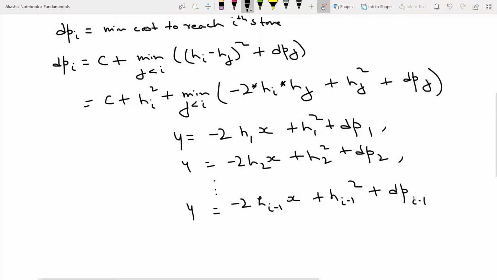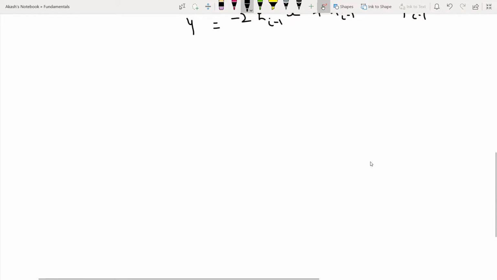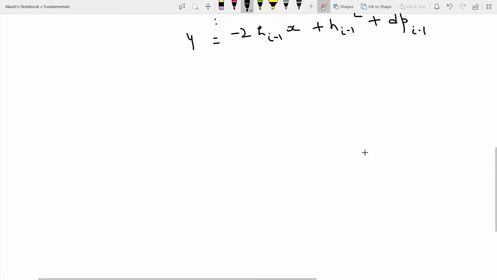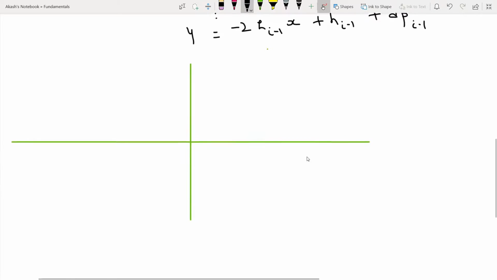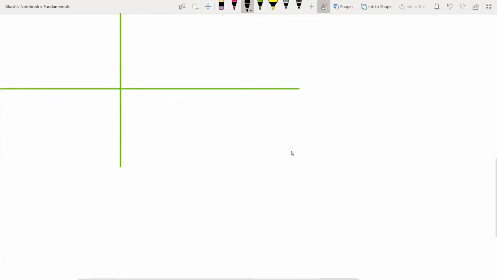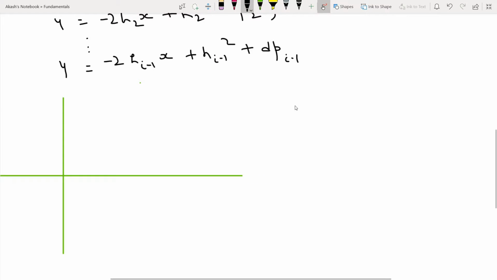So what I'm trying to say, let me describe it in graphical order using some coordinate. Let's just say this is our coordinate. Now I'll use black. First we have to calculate dp1. So dp1 is 0, because to reach the first stone we do not have to incur any cost.